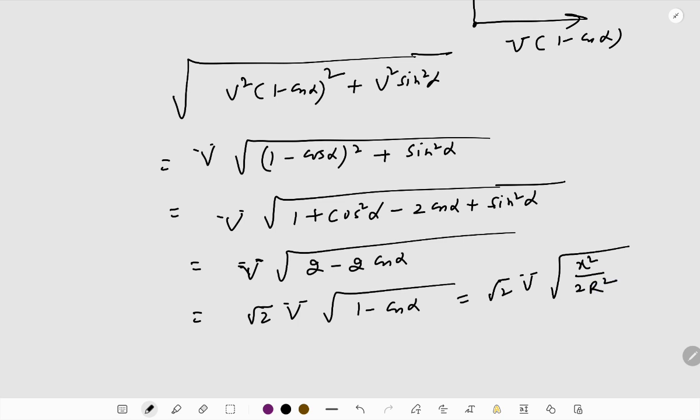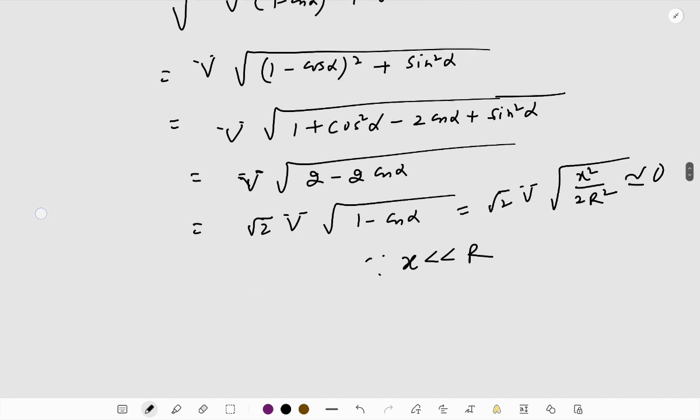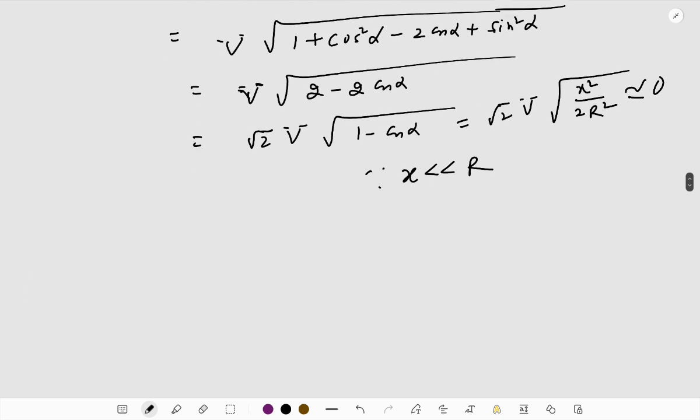And since x is much less than r, this is the requirement of the problem, this term becomes 0. That means velocity of the ball is very small compared to the velocity of the hoop, and the kinetic energy of the ball can be neglected. That's right. That should happen in this problem.